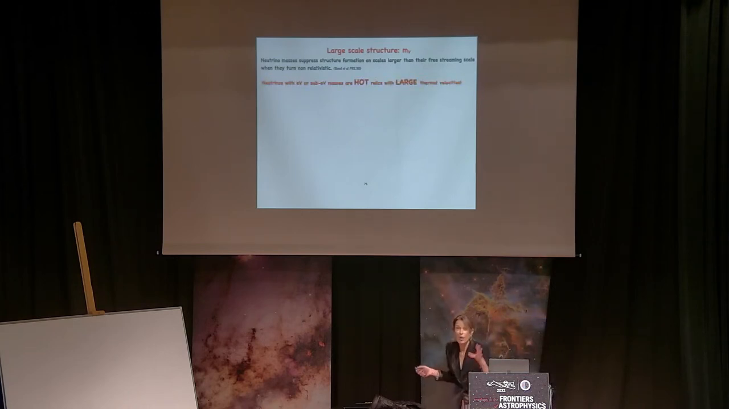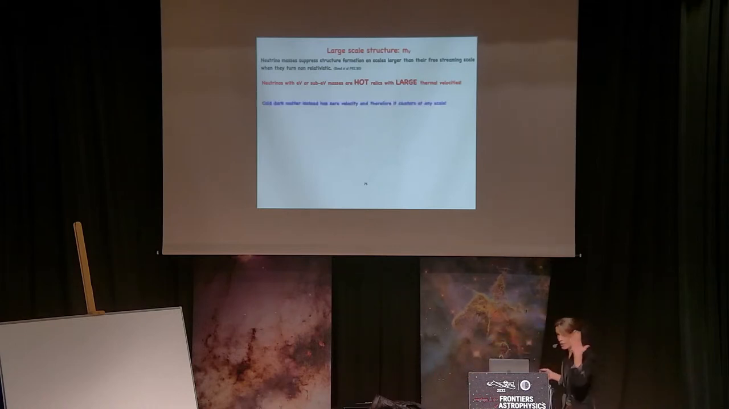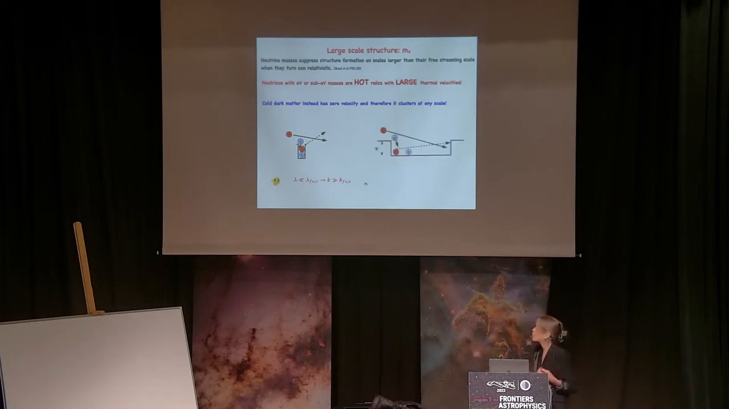Neutrinos with eV or sub-eV masses are hot thermal relics with large velocities. Cold dark matter instead has zero velocity and can cluster at any scale. Let me show you this. This is a sketch where I show the perturbation, and the neutrinos and the cold dark matter particles. If the wavelength of the perturbation is smaller than the free streaming scale, of course, neutrinos won't cluster, won't contribute to clustering. If instead the opposite is satisfied, neutrinos will cluster.